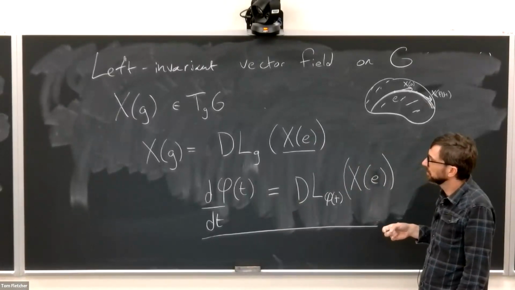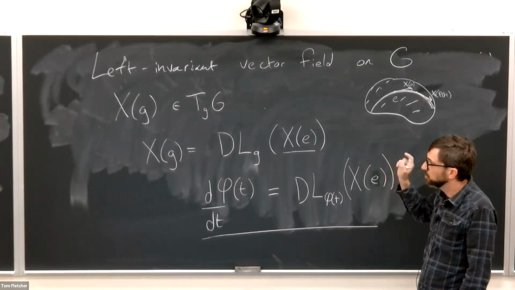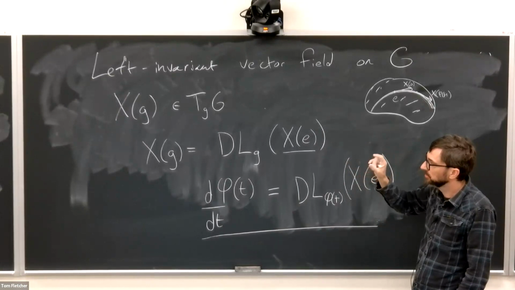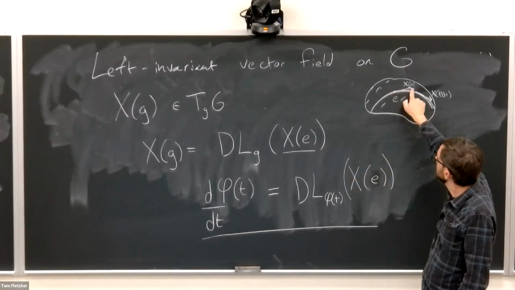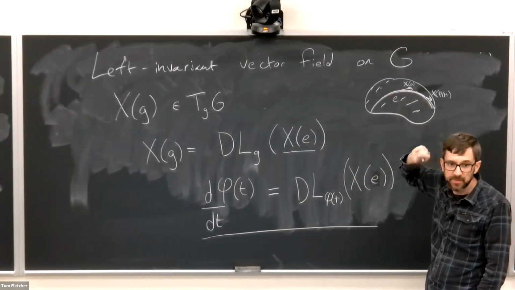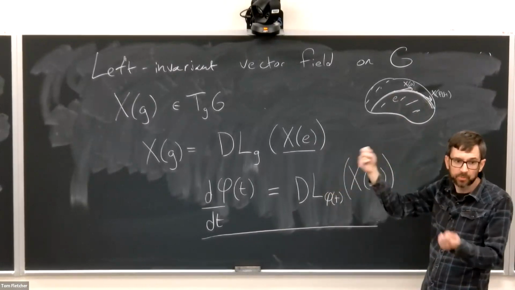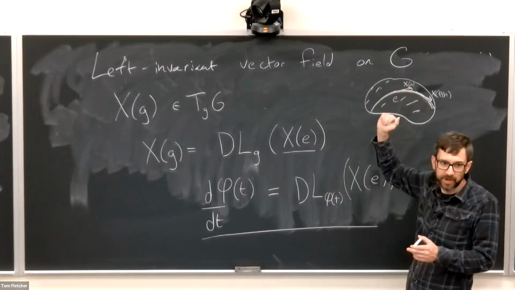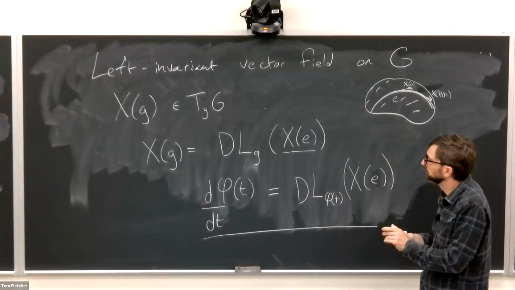Okay, so the bottom line here is that the one parameter subgroups of a Lie group come directly from just the vectors, tangent vectors at the identity. So if you give me a tangent vector at the identity, I get a unique one parameter subgroup. Okay, and that's the only way to get a one parameter subgroup. There are no other one parameter subgroups.